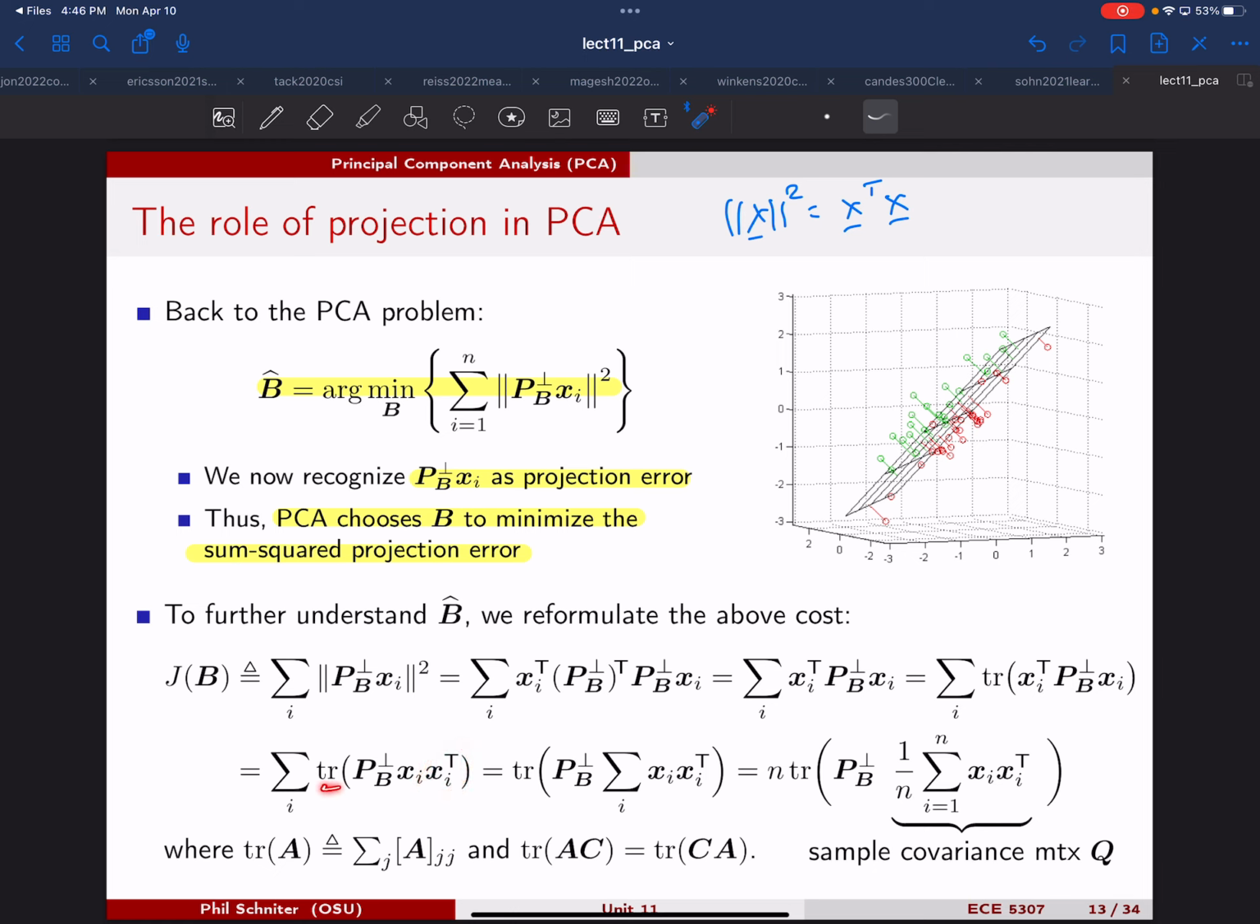Next, the trace is a linear operator. So that means we can move the sum inside the trace. In fact, this is another linear multiplication, so we can move the sum all the way through and have it over here. And finally, we can sneak in a 1 over n here, as long as I put an n on the outside, and that gets us our sample covariance matrix Q. So here we have n times the trace of this orthogonal projection operator times our sample covariance matrix. And this is where we get the properties about the sample covariance matrix. That's why all this stuff depends on the sample covariance matrix. Okay, any questions so far?